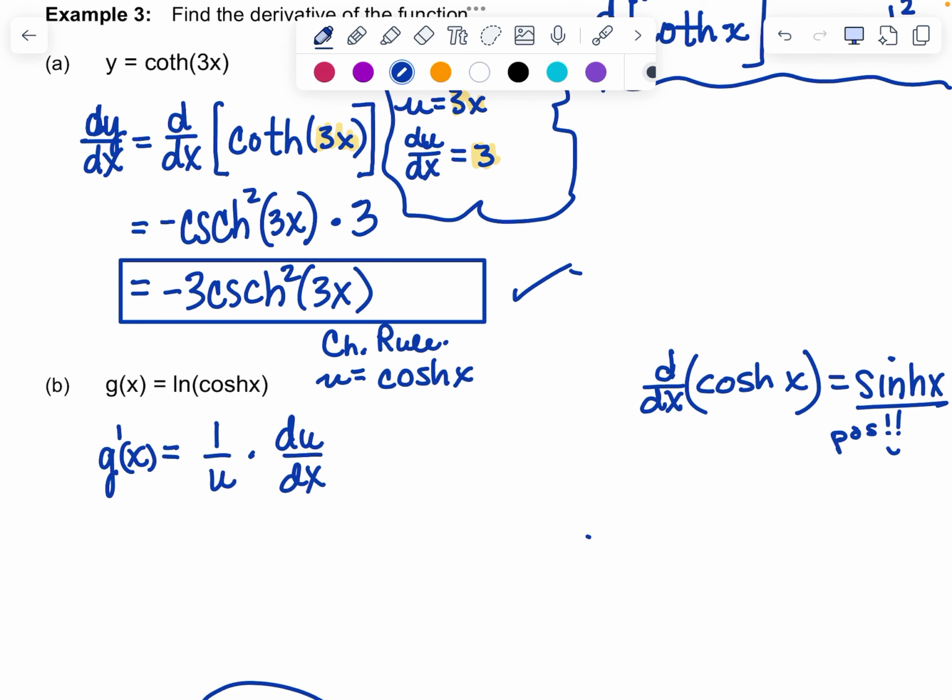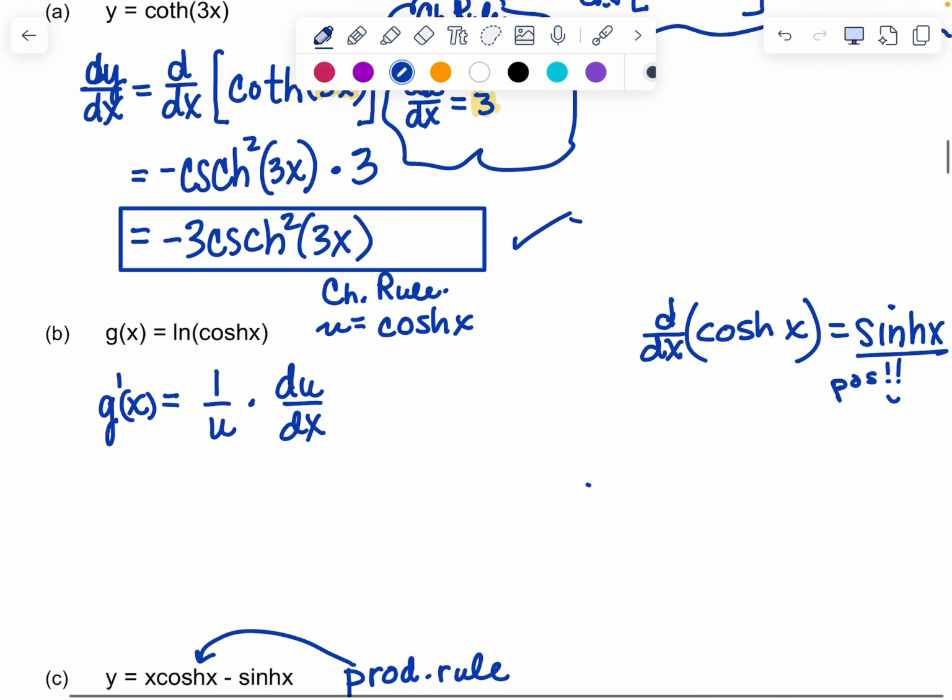So now remember that cosh is always positive, right? The derivative of cosh is sinh. We call that the sinh right here. So cosh is positive, and the derivative is sinh. Now when I look at this, I'm going to use chain rule again because the inside function is cosh.